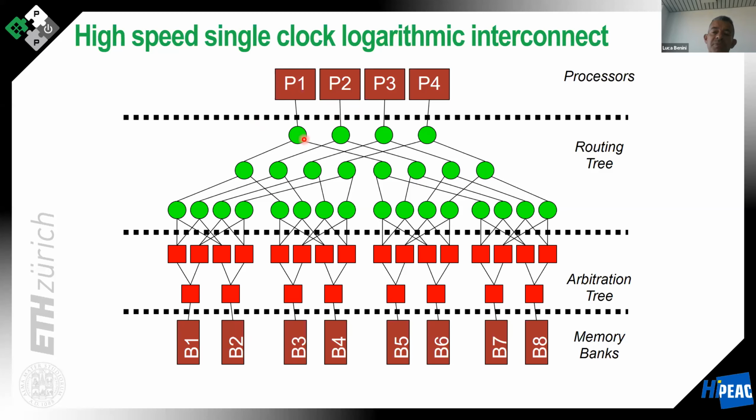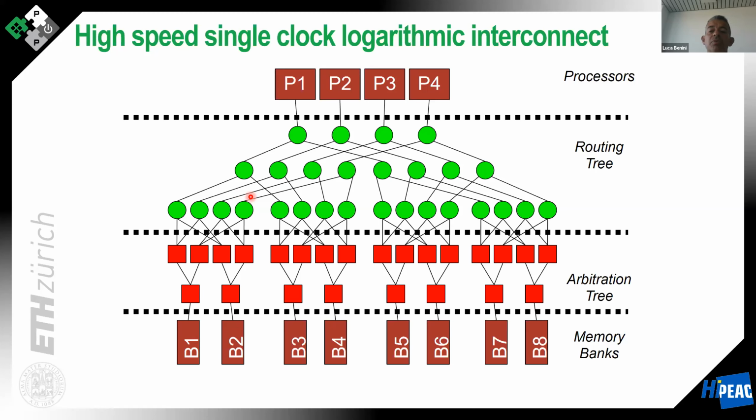Now, this crossbar is made with routing trees, and you can see you have a logarithmic number of routing levels depending on the number of memories and the number of cores, as shown here. And then we implement this logarithmic tree with combinational logic so that we can use one cycle to access the memory, and in the second cycle we will get the results back.